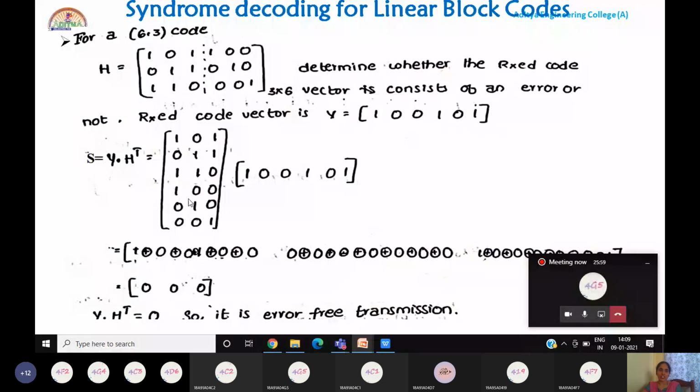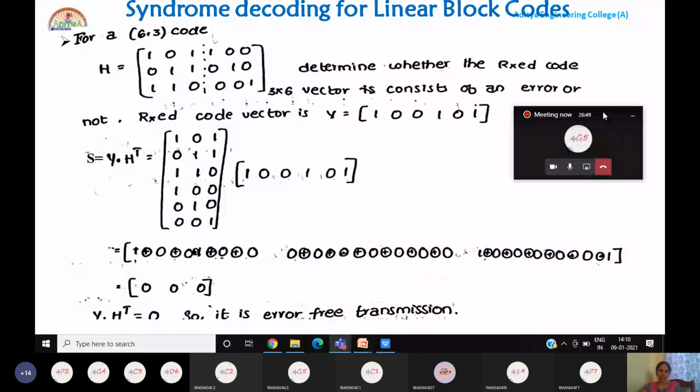So multiply that with H transpose, y into H transpose. If you multiply, you will get a matrix of size 1 by 3. Already I told you how to multiply. This row is multiplied with the first column to get the first element of the syndrome S, because syndrome S is y into H transpose, and this row is multiplied with the second column to get the second element, and the third column to get the third element. Just 1 into 1, that is 1, XOR 0 into 0, that is 0, XOR 0 into 0, 0 into 1, that is 0, and 0 into 0, that is 0, and 1 into 1, XOR 1 into 1, that is 1. So finally you will get 1 XOR 1, which will be 0 because it has an even number of 1s.